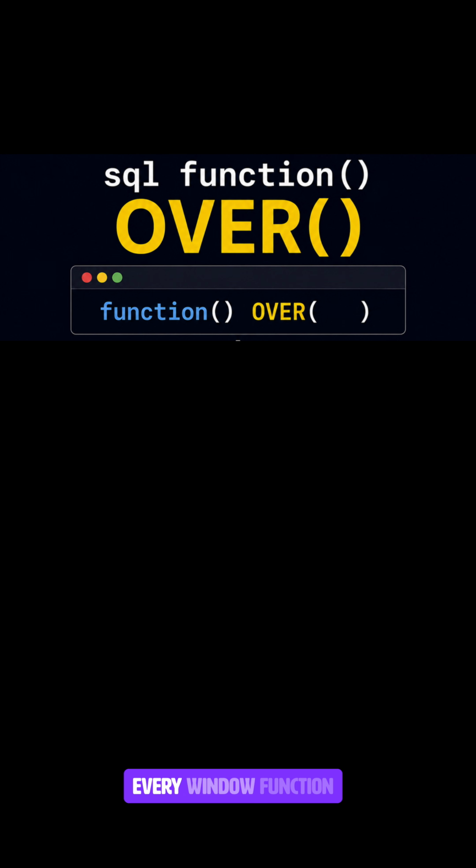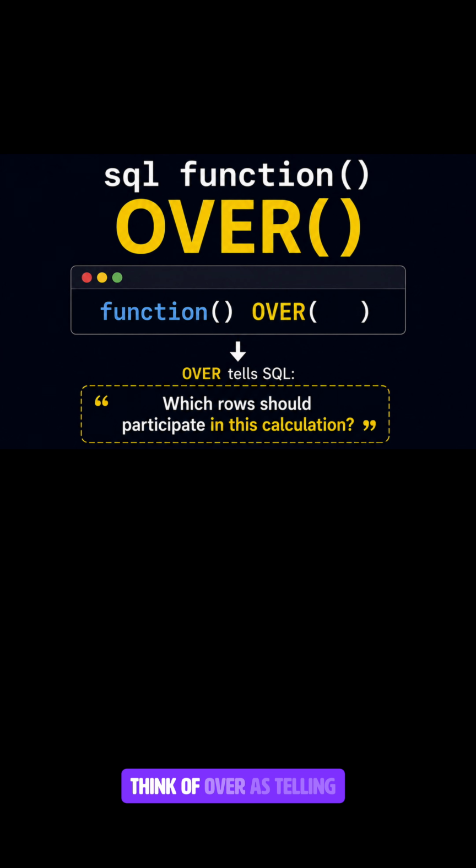OVER function. Every window function starts with OVER. Think of OVER as telling SQL which rows should participate in the calculation. Without OVER, there is no window function. It's the foundation of everything you are about to learn.